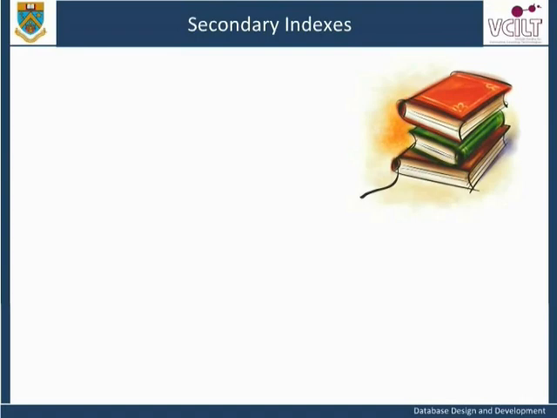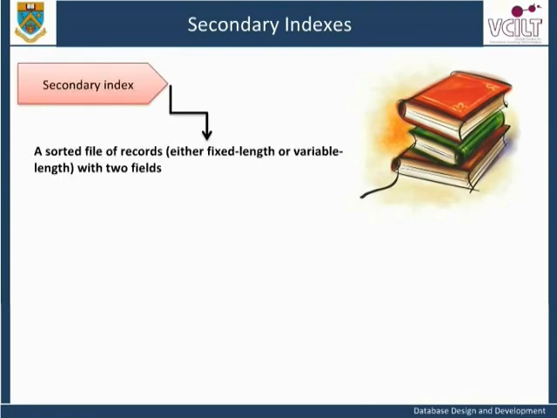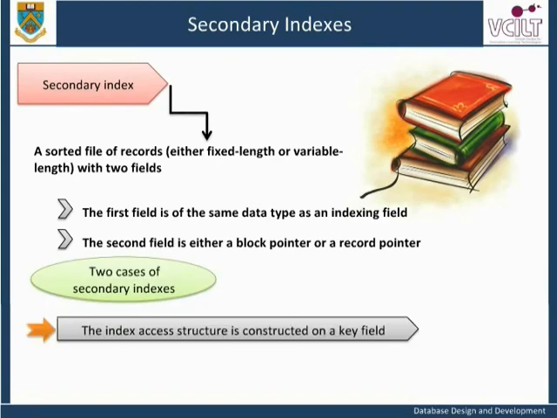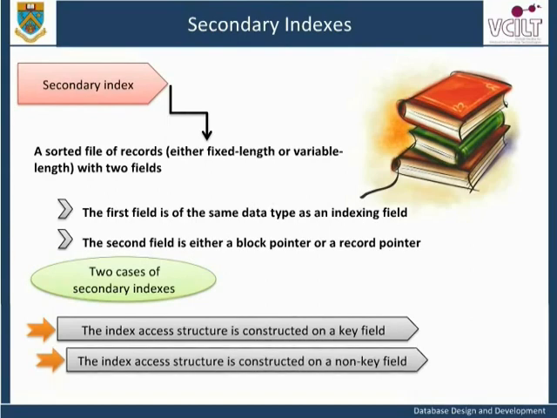Secondary indexes. A secondary index is a sorted file of records, either fixed length or variable length, with two fields. The first field is of the same data type as an indexing field, that is, a non-ordering field on which the index is built. The second field is either a block pointer or a record pointer. A file may have more than one secondary index. In this section, we consider two cases of secondary indexes. The index access structure is constructed on a key field. The index access structure is constructed on a non-key field.